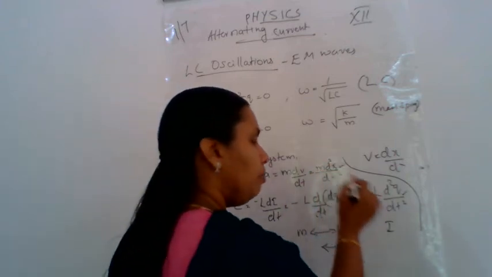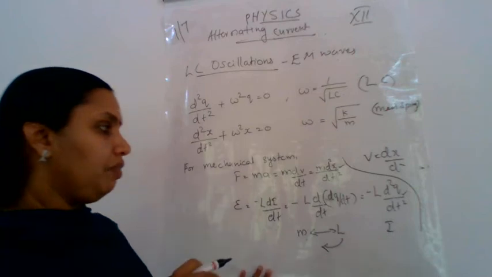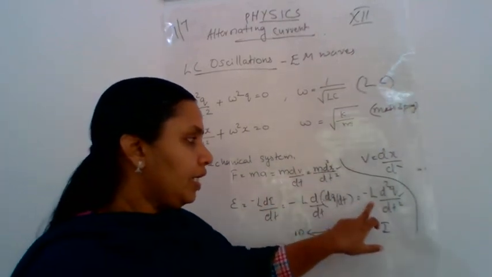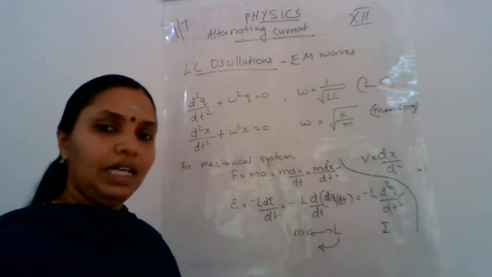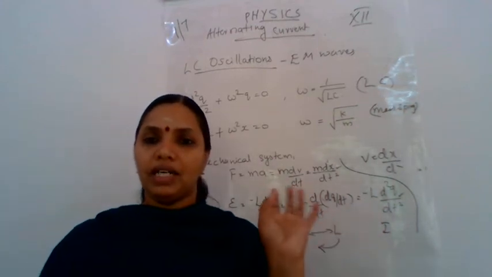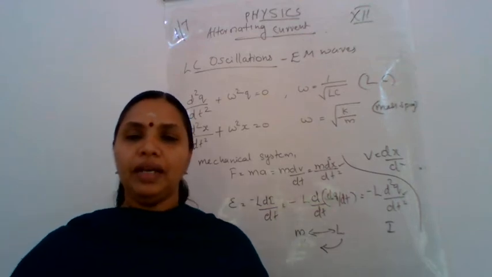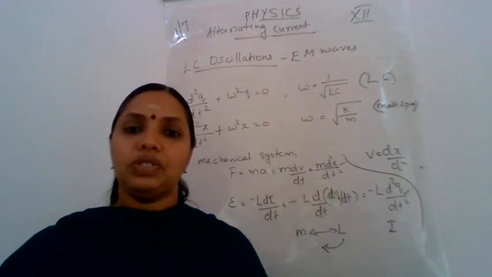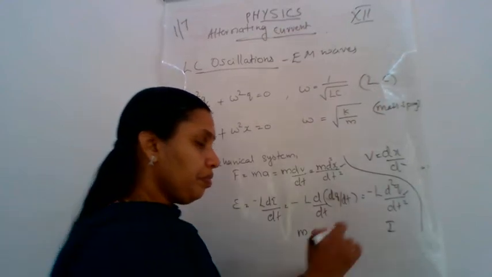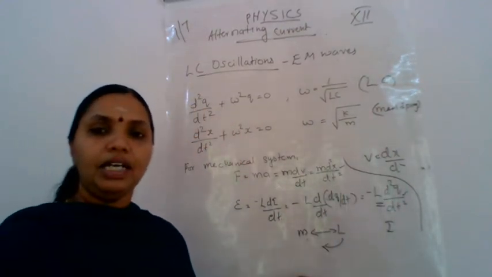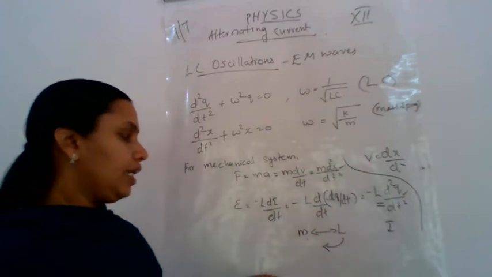So the same formula we are getting, the same relation we are getting. Comparing this equation, here it is m and here it is L. So what is it? Here the inertial mass, where in the mass spring system we have the mass of the body, and here in this LC oscillator we have the inductance of the inductor.